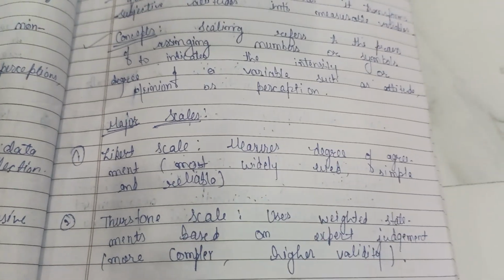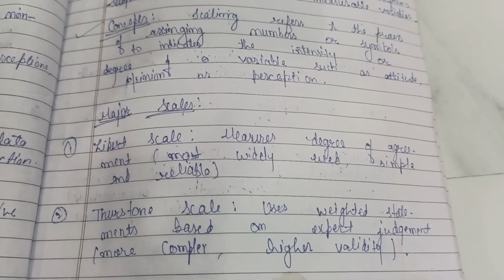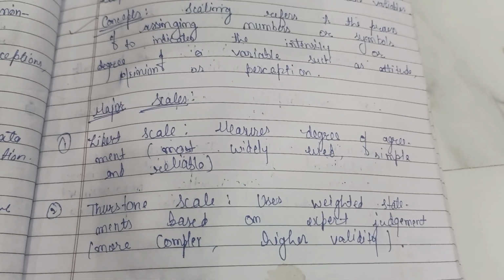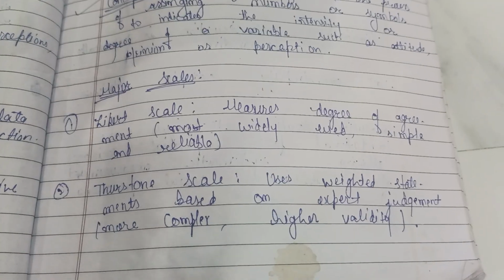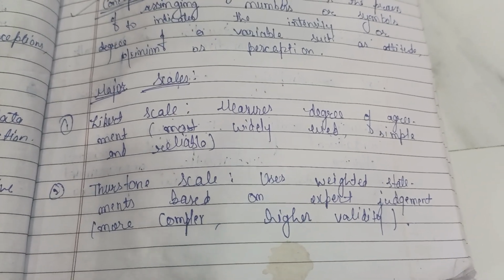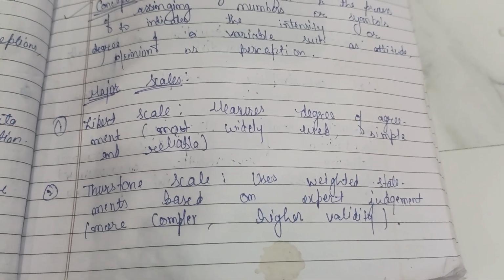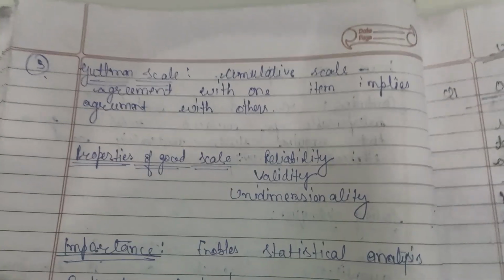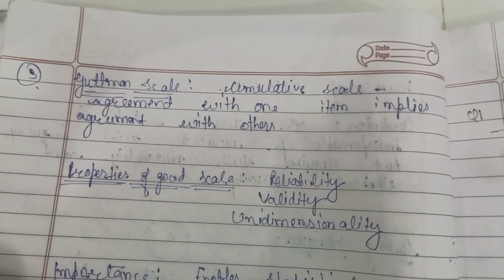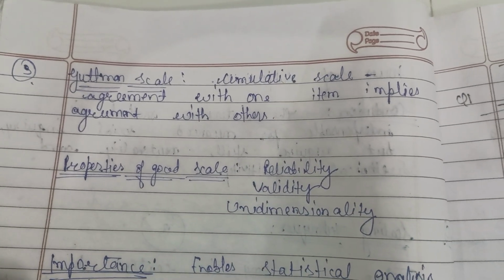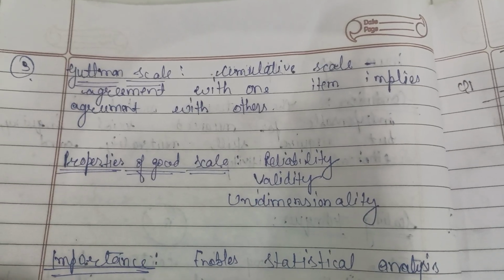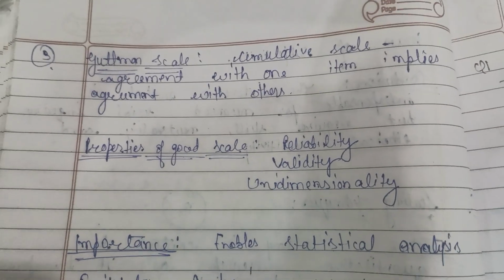Likert scale. Measures degree of agreement. Most widely used, simple and reliable. Thurstone scale. Uses weighted statements based on expert judgment, more complex, higher validity. Guttman scale. Cumulative scale. Agreement with one item implies agreement with others.